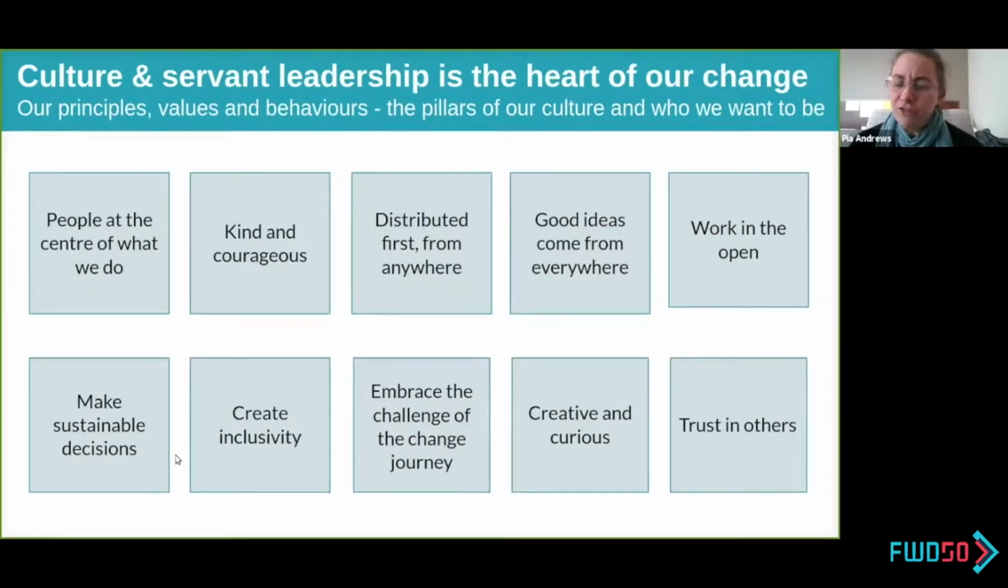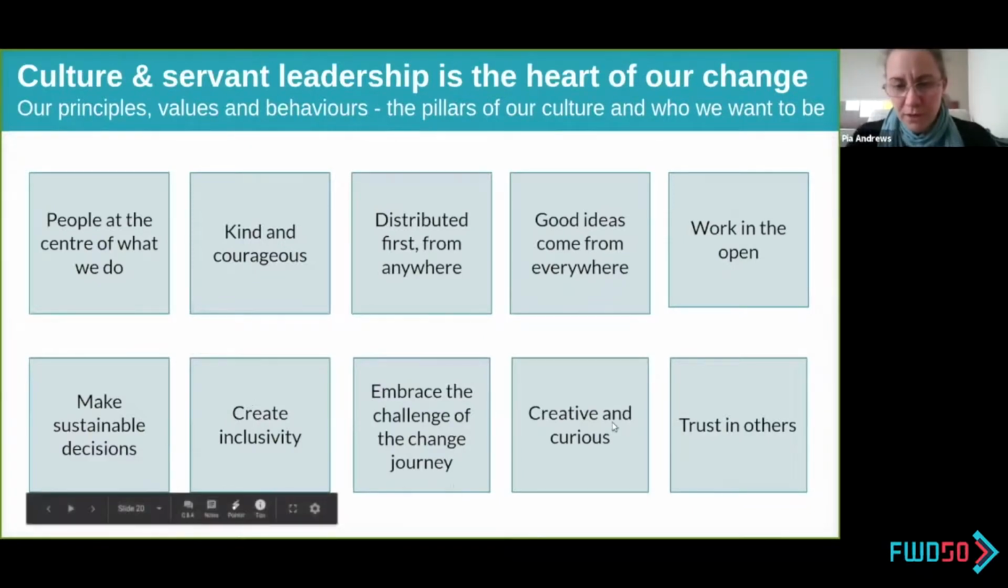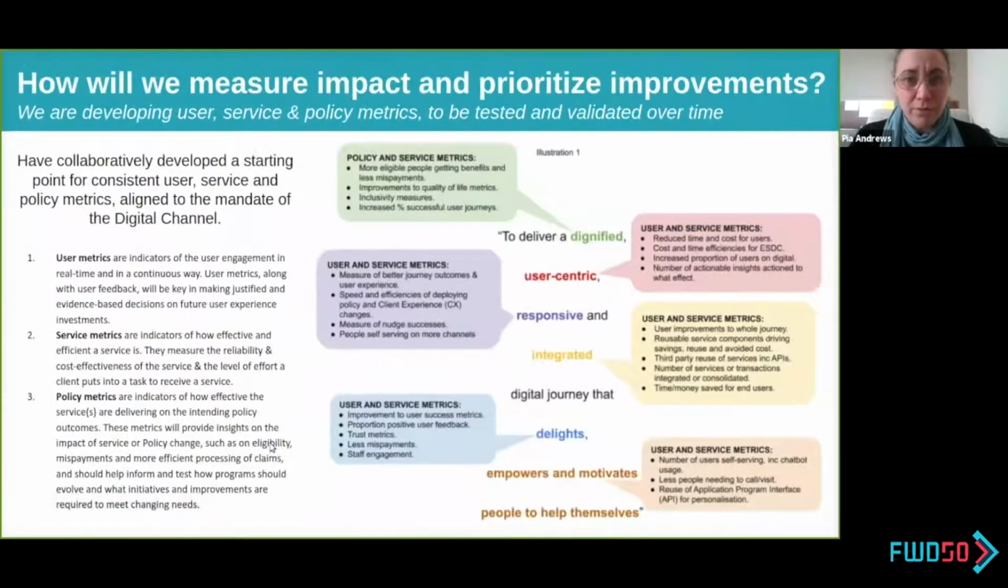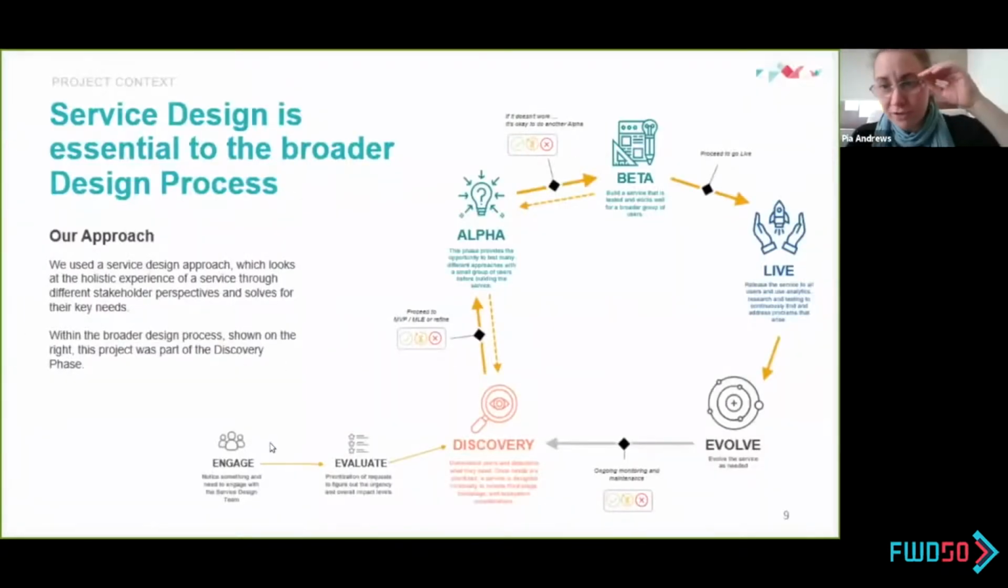We want to embrace the challenge of the change journey, understanding that this is hard. There is a constant source of change, of uncertainty, and of things that need to be worked through. So how do you best do that when you're dealing with different disciplines, different organizations, different teams? Well, you have to be the kindest, calmest people in the room. Creative and curious, and to trust in each other and trust in others is another part of that. We are looking at how we're going to measure impact and prioritize. Service design is key to what we're doing.